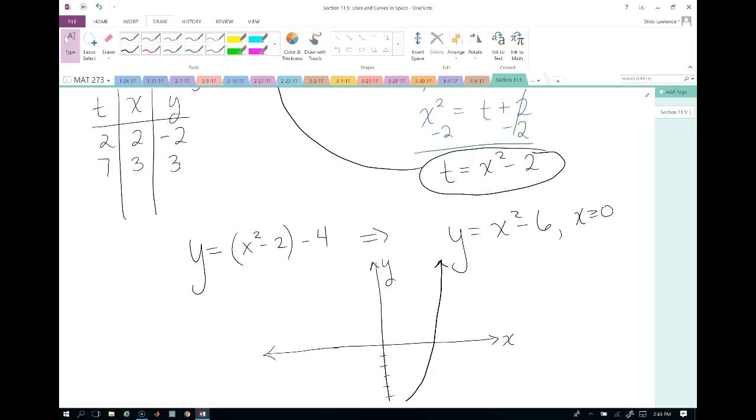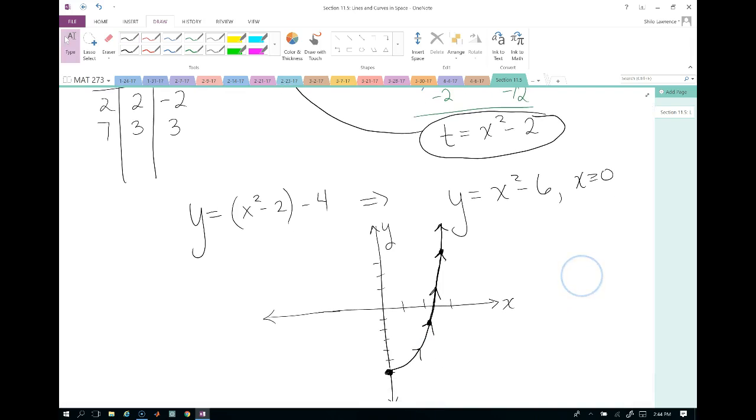So if we just eyeball where this is on the graph, here's 2, negative 2, not really, but, and then 3, 3. Oh, this is way off. Here's 2, negative 2. And here's 3, 3. We went from this point to this point, so that helps us with the orientation of the graph.